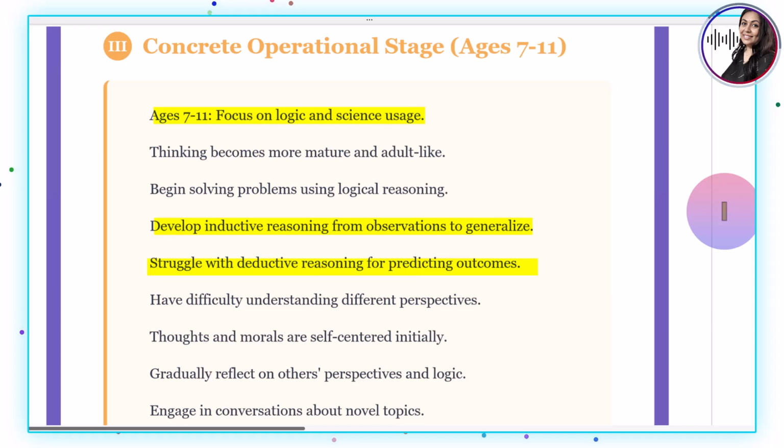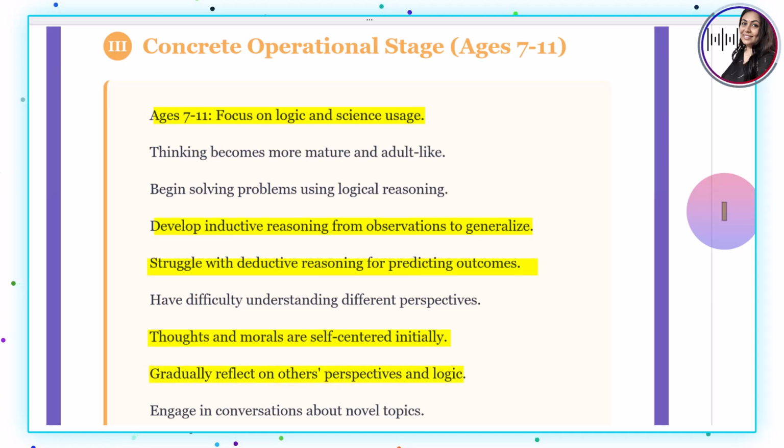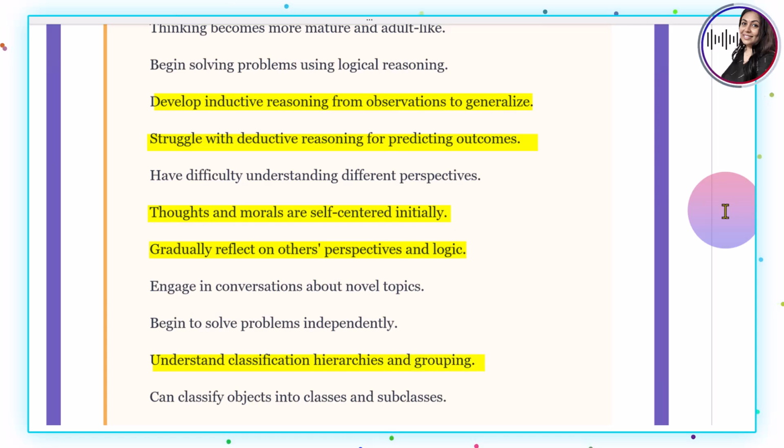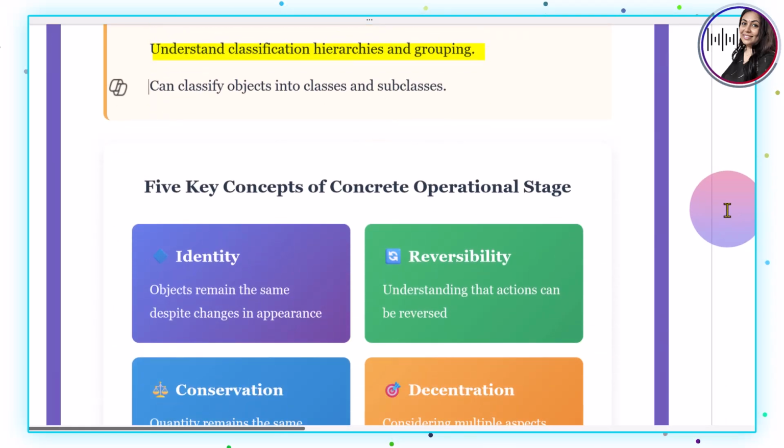Initially, thinking and moral reasoning may still be somewhat self-centered, but over time, children begin to consider others' perspectives more carefully. A major hallmark of the concrete operational stage is the development of key logical concepts, including identity, reversibility, conservation, decentration, and seriation. Children can now classify objects into categories and subcategories and understand hierarchical relationships.